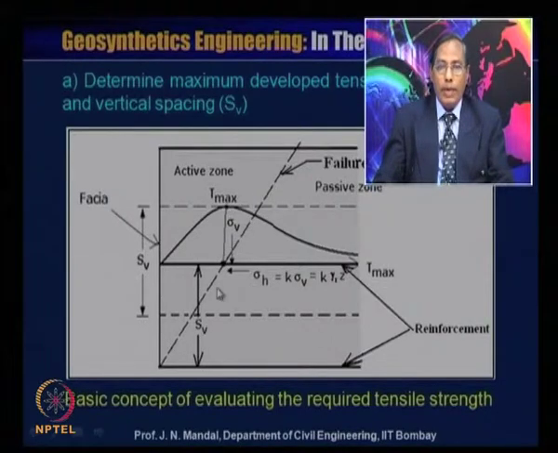So sigma H will be equal to K into sigma V, and sigma V you know at any depth, you know the unit weight of the soil in the reinforced zone. So sigma V will be equal to gamma R into Z. So sigma H will be equal to K into gamma R into Z. So this is the basic concept for evaluating the required tensile strength of the geogrid material.